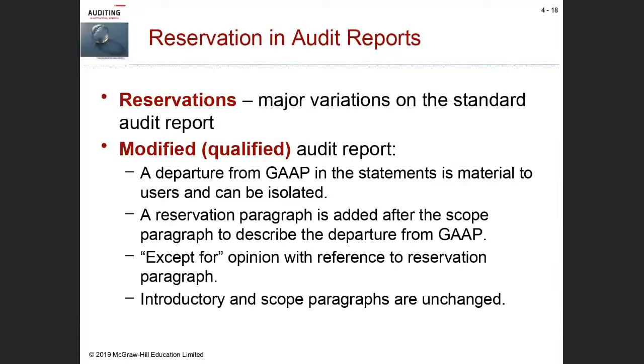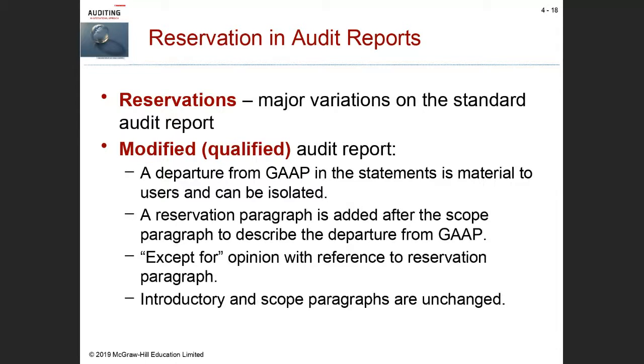Or again, if we had a scope limitation, where we couldn't get information about that account receivable, except for our inability to contact Mr. X, who owes $2 million, these financial statements present fairly. It's the idea where you can isolate the problem. You use the words except for, and that's called an audit qualification.